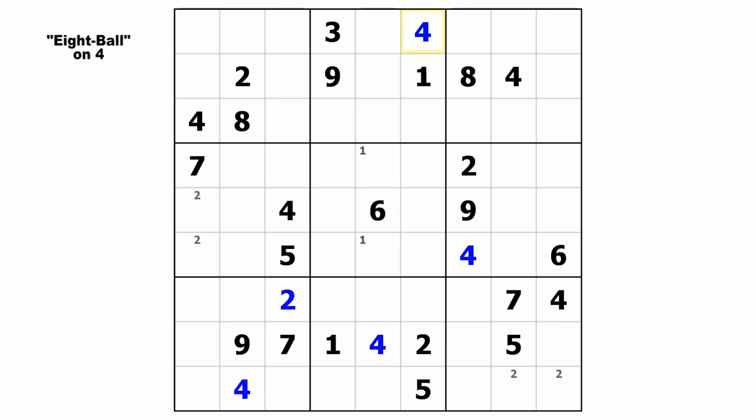And now we have an 8-ball on the 4s. We have 1, 2, 3, 4, 5, 6, 7, 8 4s. So we know we can place this last 4, and where is it? It's going to be in block 5. So these 4s block rows 5 and 6, and these 4s block columns 5 and 6. So the 4 must go in this cell right here, and now the 4s are done.